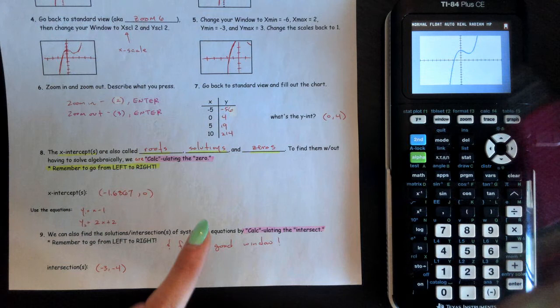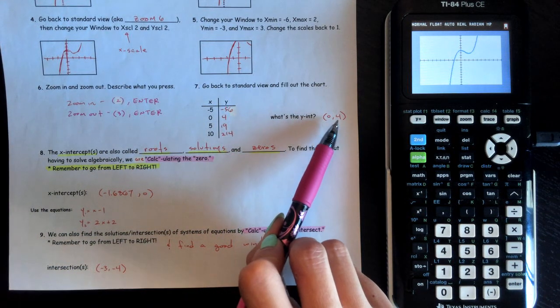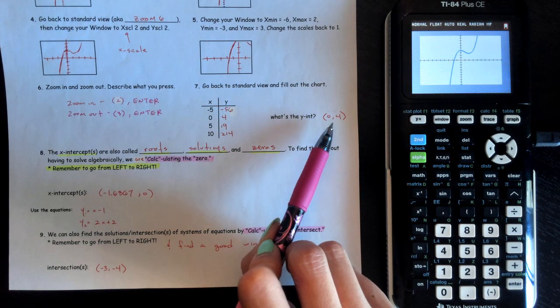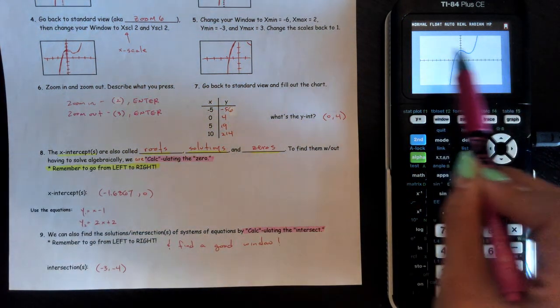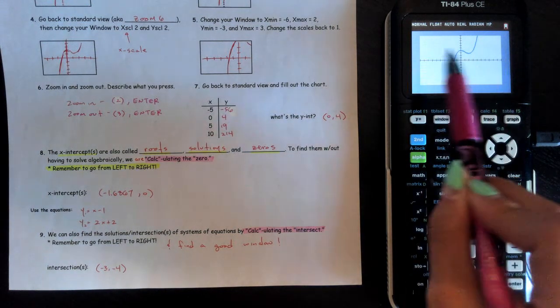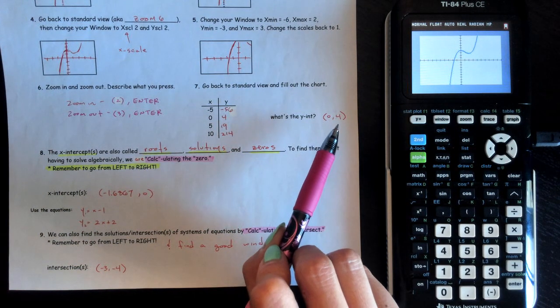Oh, by the way, it said, what's the y-intercept? Make sure you don't say 4. That's not an answer. Make sure you don't say y equals 4, because y equals 4 is literally a horizontal line at y equals 4. The y-intercept and x-intercepts are points. Make sure you write points.